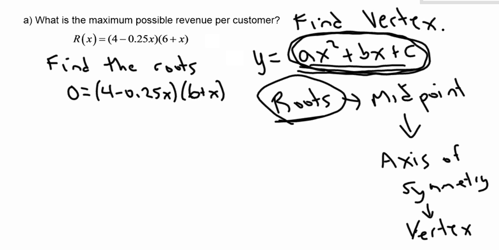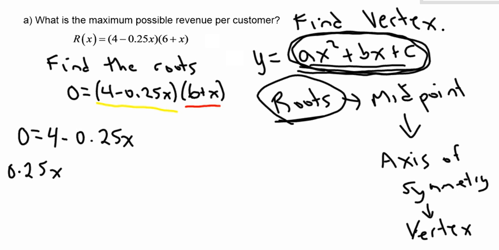So either this first bracket is equal to 0, and that gives me one root, or the second bracket is equal to 0, and that gives me the other. So let's do the math for both possible roots. One of them comes from the first bracket, so solving for x, negative 0.25, I'll add that to the other side, and then divide both sides by 0.25, and that gives me 16. Another possible root comes from this other factored expression, and here I get that x equals negative 6.